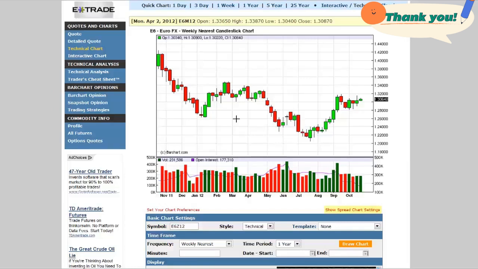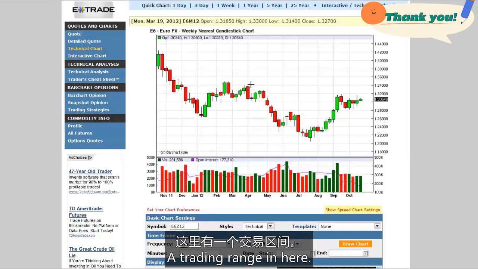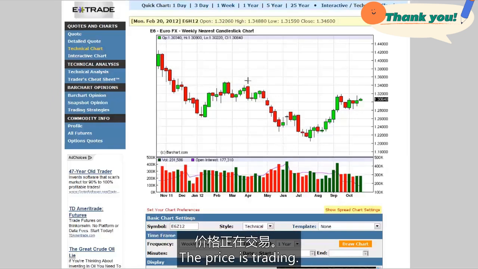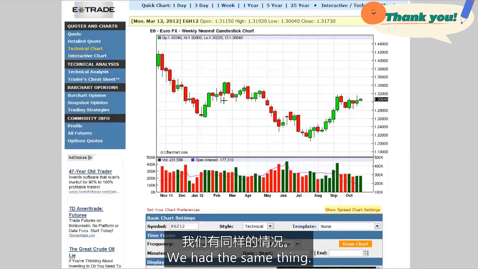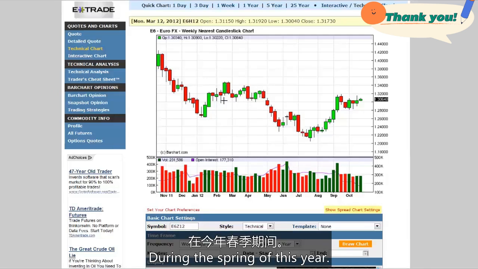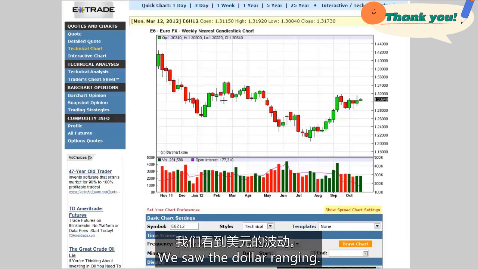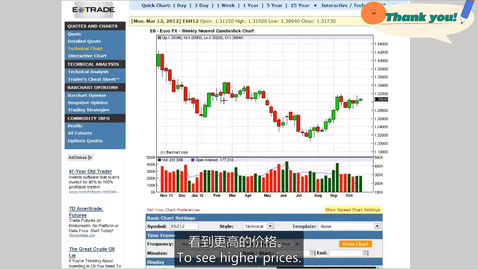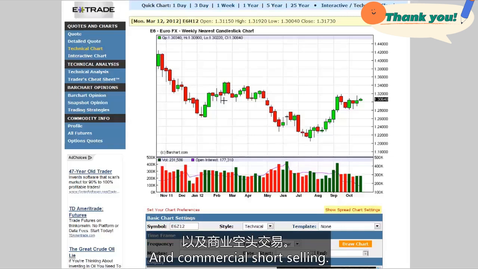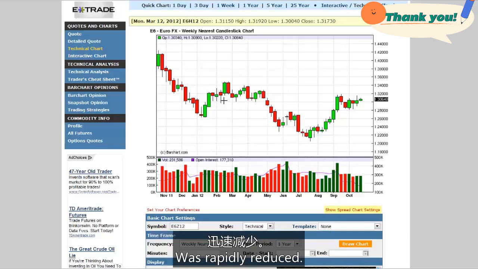So by seeing that, we also note that we have a trading range in here. The price is trading in a trading range. So same thing, just inverse relationship between the dollar and the euro. Because remember, we had the same thing happening in the dollar during the spring of this year in 2012. We saw the dollar ranging and then expected to see higher prices because open interest declined and commercial short selling was rapidly reduced in the dollar. So that's bullish. So we will see the same thing, hopefully, in a mirror image on the fiber.